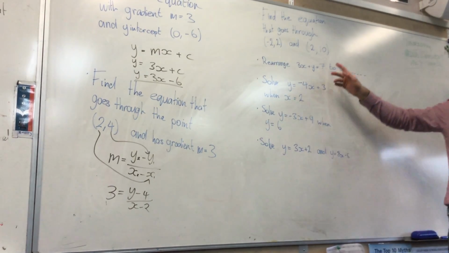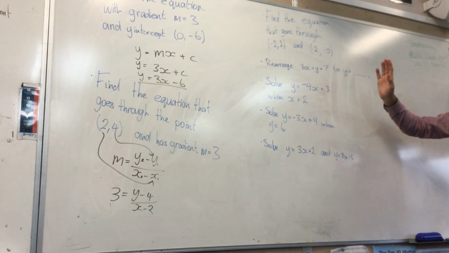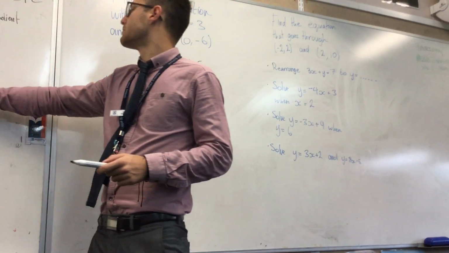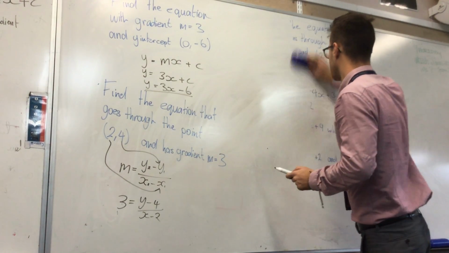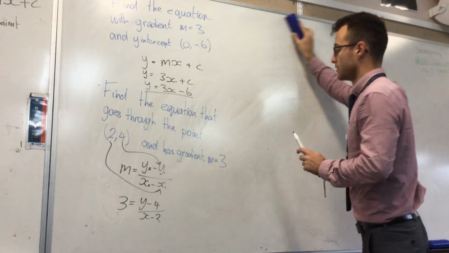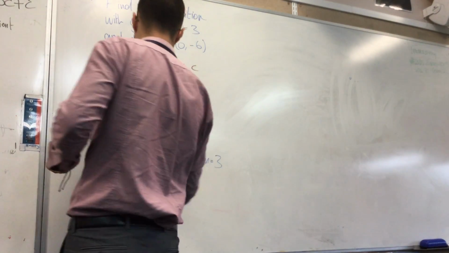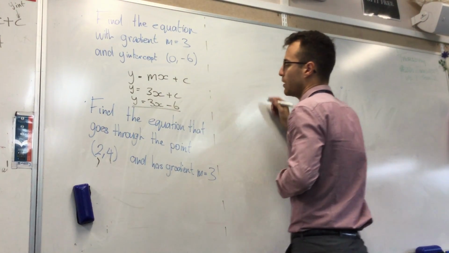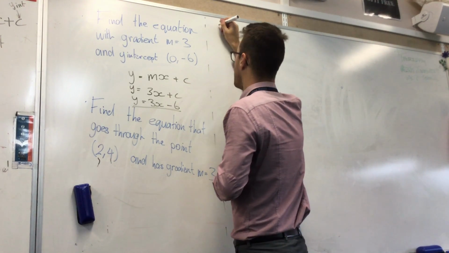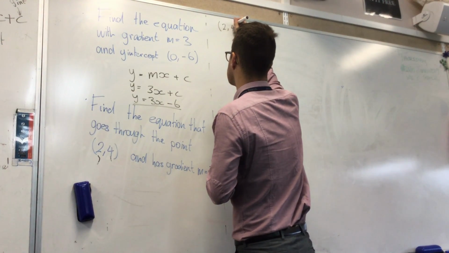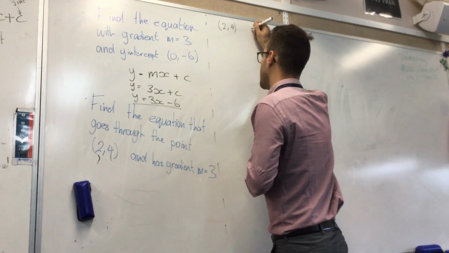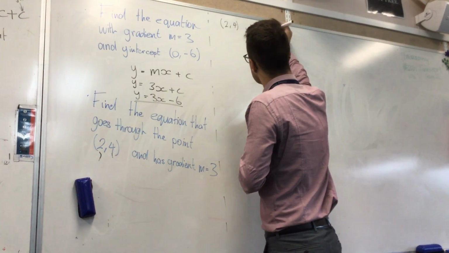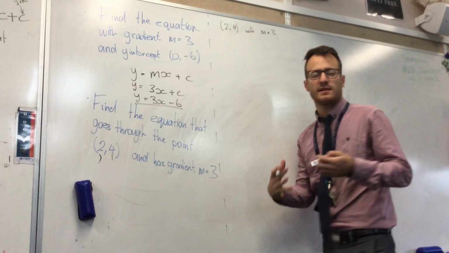does someone have this written down? I imagine. Yeah, I'm just going to erase this, but I'm going to rewrite it up afterwards. So, alright. So our next question was finding the equation that goes through the point 2, 4 and has gradient m equals 3. So let's just think of what that means, alright?